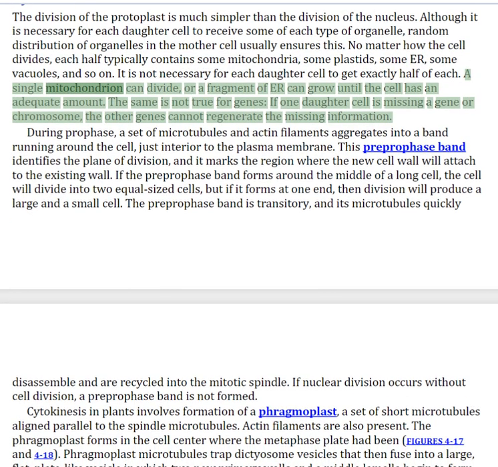A single mitochondrion can divide, or a fragment of ER can grow until the cell has an adequate amount. The same is not true for genes. If one daughter cell is missing a gene or chromosome, the other genes cannot regenerate the missing information.